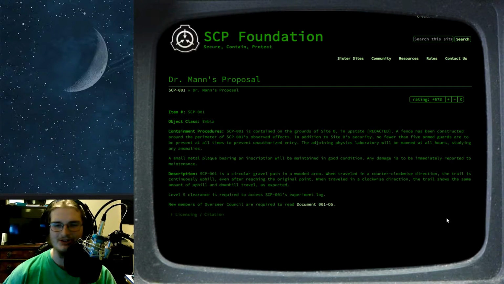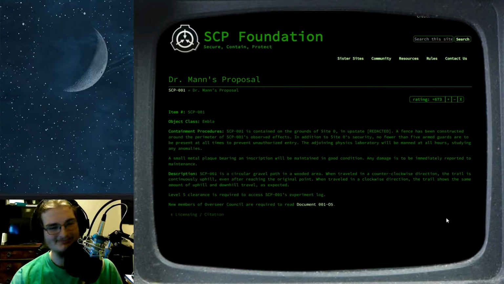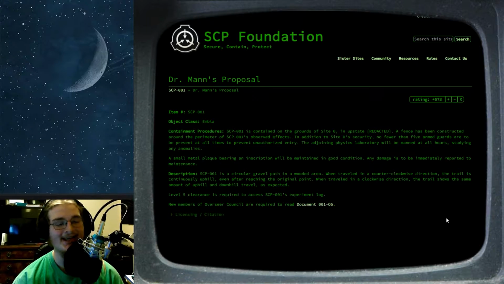I just realized my mouse is on screen there. I'm gonna pretend like I didn't notice that. Just to be a cunt. Containment Procedures. SCP... Yeah, I'm literally leaving that there the entire time. I do not give a shit.